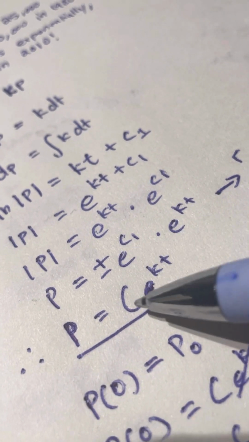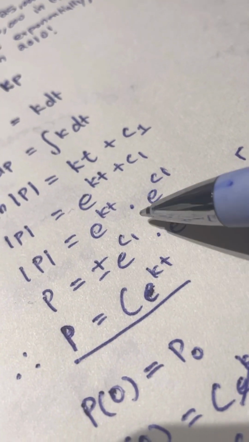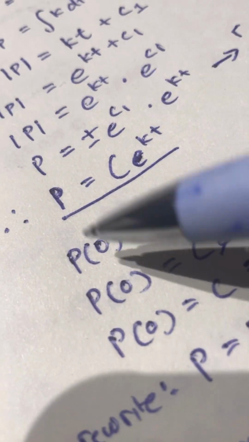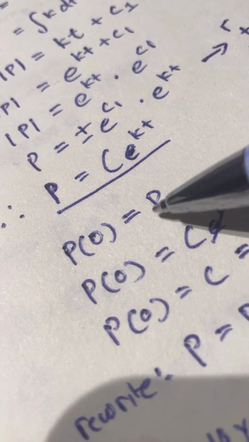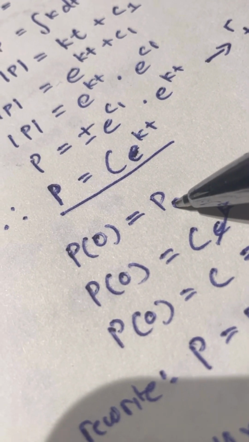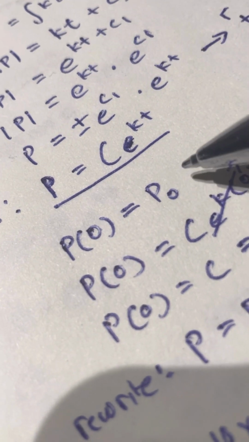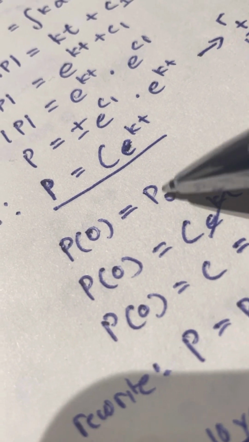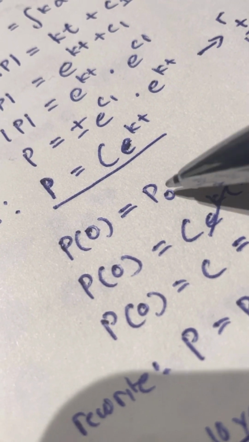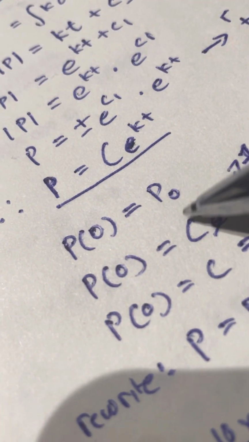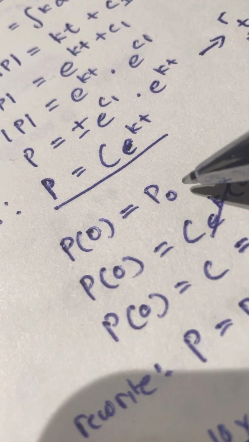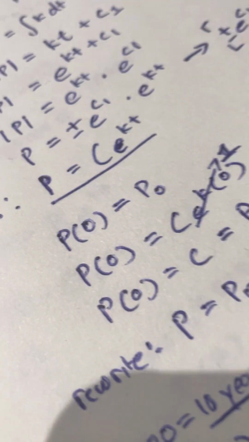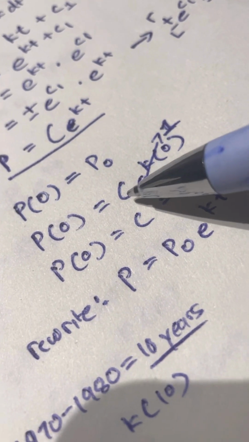P is equal to c, which is this constant. This whole thing is a c, e to the kt times e to the kt. Now, we know that at time 0 we get our original population. This is our initial population, whatever the population is at time 0. So we could just write p of 0 is equal to the initial population. So p of 0 is equal to c.